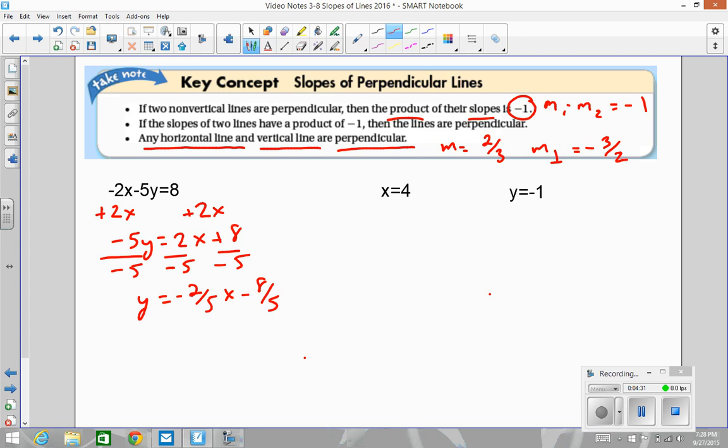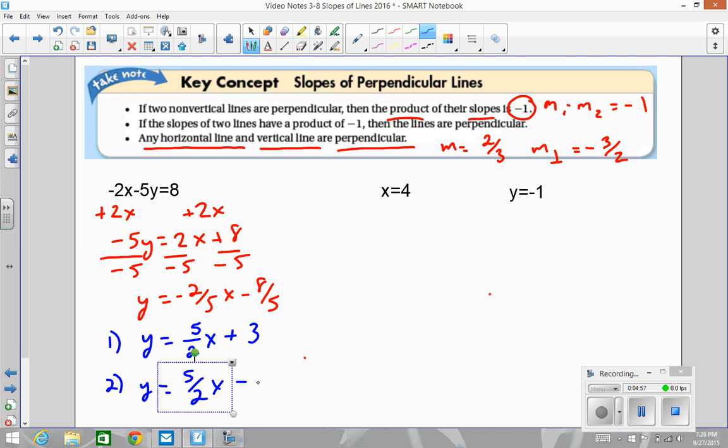If I wanted to write an equation that was perpendicular to this one, and I want two of them, my first one would be y is equal to, the opposite reciprocal of that would be 5 over 2, and it would be positive, x plus 3. And if I want to do another one, that'd be y equals 5 over 2 x minus 1.